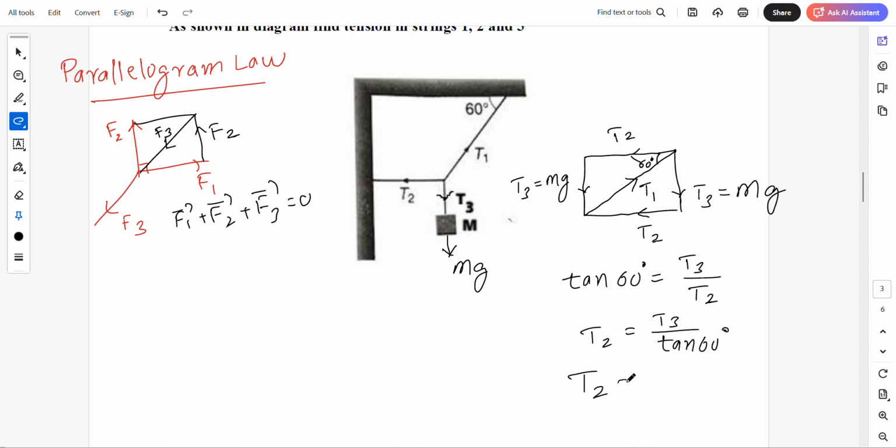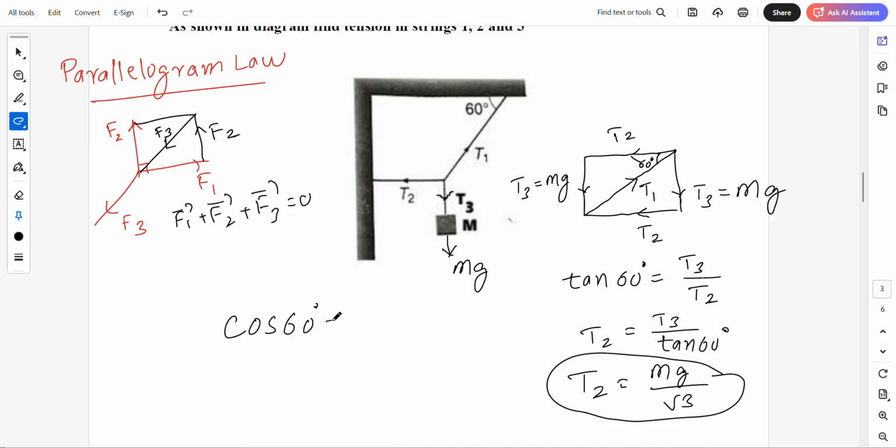T2 is equal to T3, which is how much? mg, divided by tan 60, which is root 3. Okay, Newton. Now to calculate this T1, you can use what? Cos of 60 degree. Tan was what? Perpendicular by base, opposite by adjacent. T3 by T2.